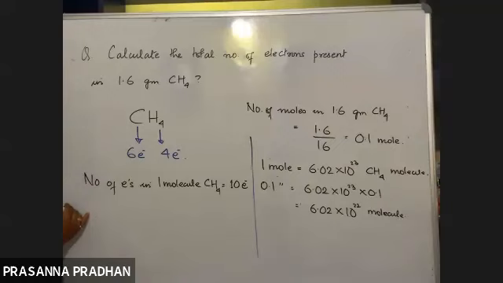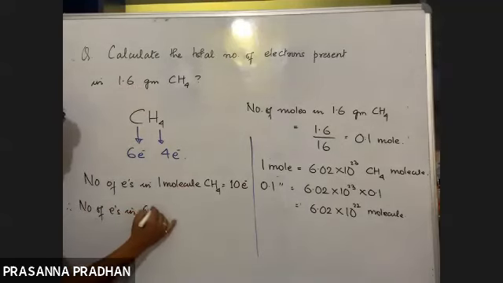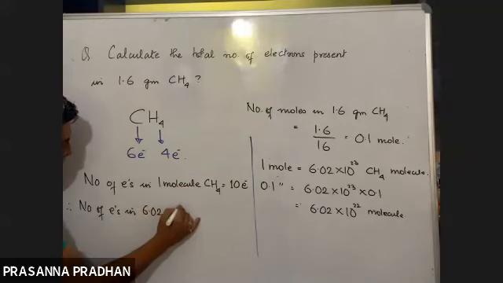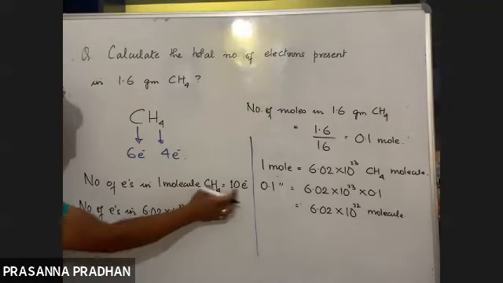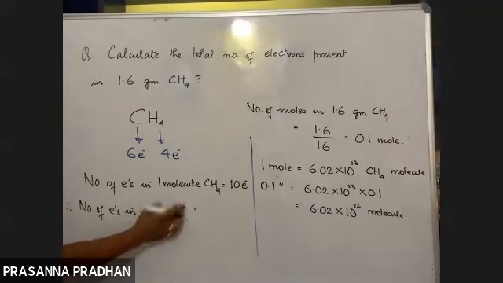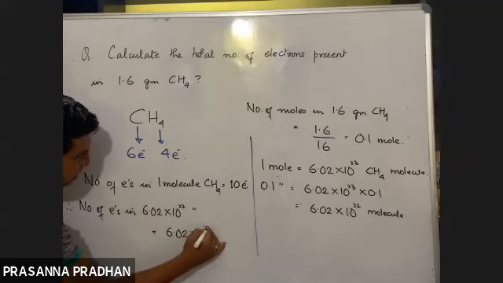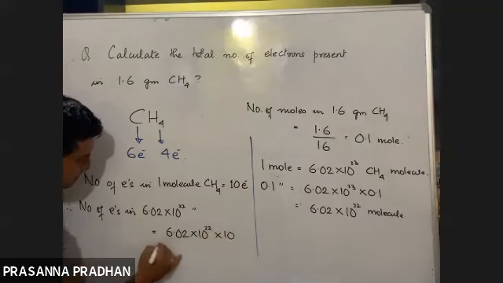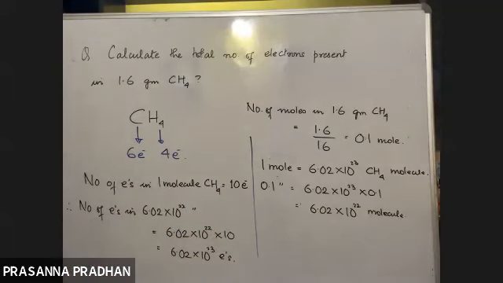Therefore, the number of electrons in 1.6 gram: it contains 6.02 into 10 to the power 22 molecules. One molecule contains 10 electrons, so this many molecules will contain 6.02 into 10 to the power 23. So my answer will be, it contains Avogadro number of electrons.